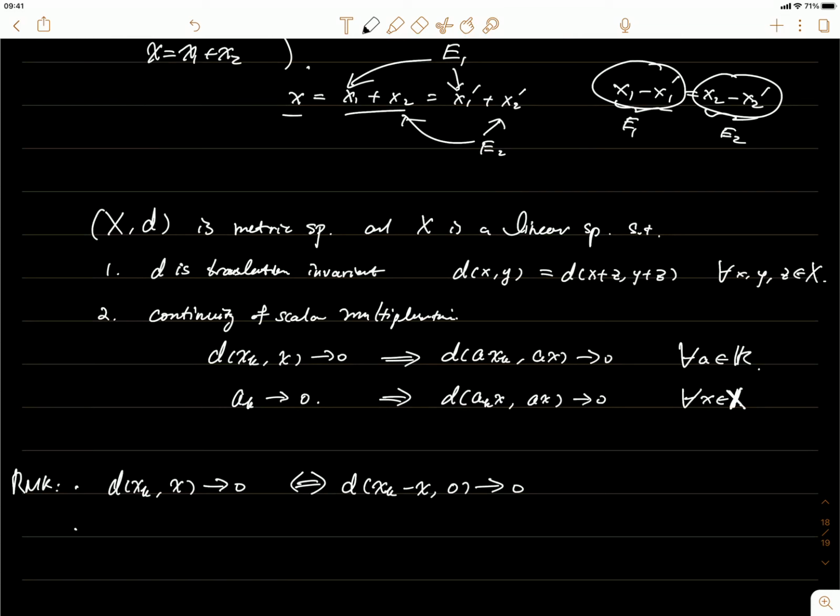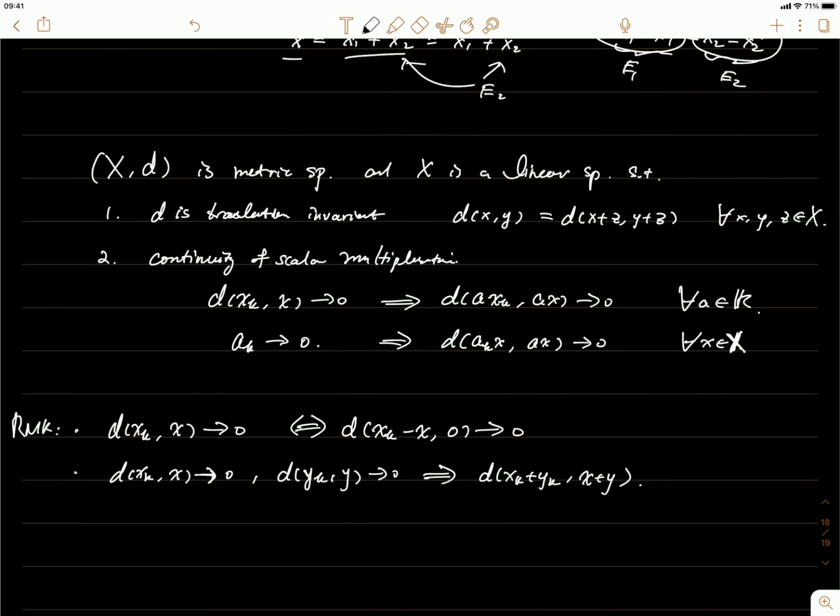The second one is that if we have x_k converging to x, meaning that this goes to 0, and at the same time y_k converges to y, then this should imply that the distance between x_k plus y_k and x plus y goes to 0, so x_k plus y_k will converge to x plus y.